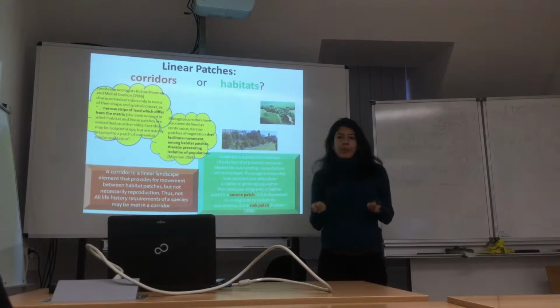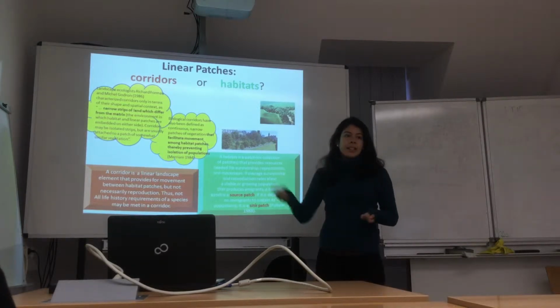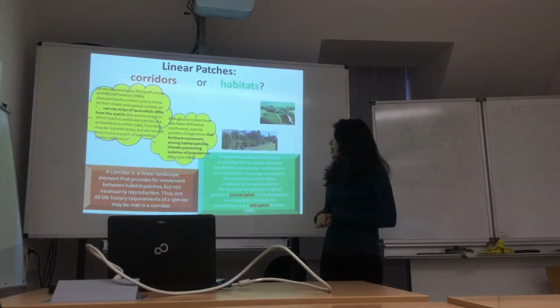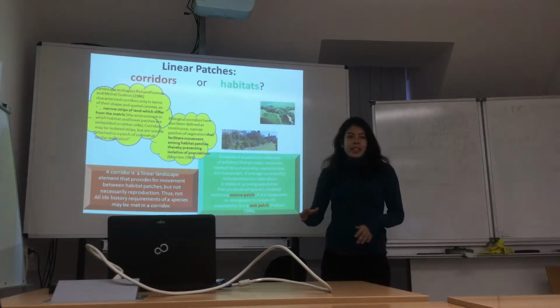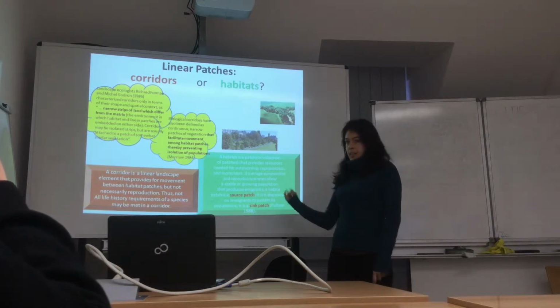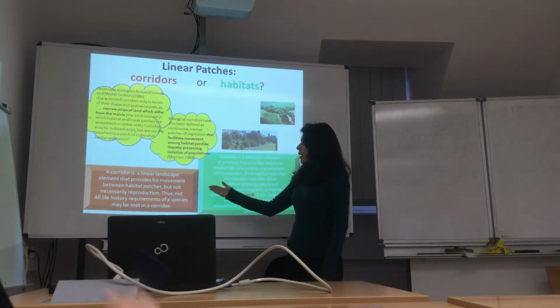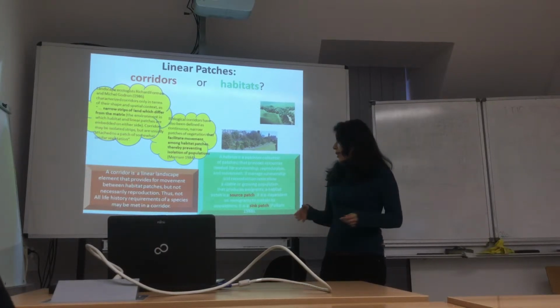But these linear patches or narrow patches cannot only be corridors, they can also be used by animals as habitats. And actually, in most of the cases, the linear patches are used as habitats and not as corridors. So it's important to understand the corridor function, what a corridor is, and to differentiate it from what a habitat is. So the corridor is a linear landscape element that provides for movement between habitat patches, but not necessarily reproduction.